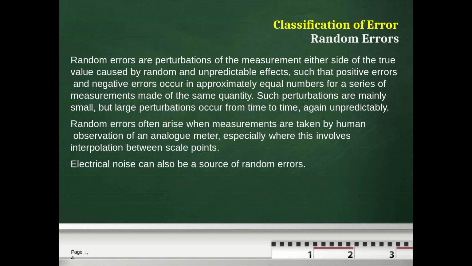It can happen because the measurement is taken by human observation. For example, he sees the analog meter, and if there is interpolation between 2 points, for example 4 and 5, and he wants to read the point between 4 and 5, 4.5, 4.6, so there is an error in the measurement, okay? Also the electrical noise may be affecting that, okay?